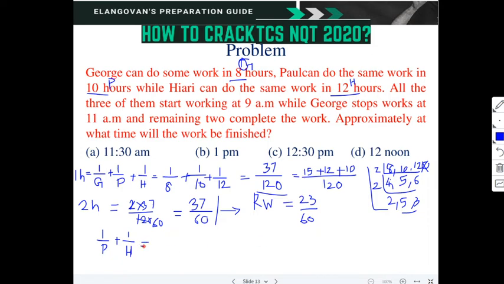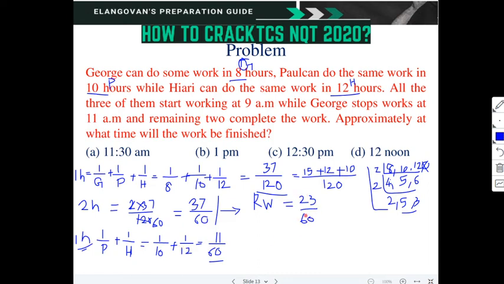Let us take 1 hour. Falcon and Harry will do the job of 1/10 plus 1/12. So what is the LCM of 10 and 12? 60 is the LCM. Why? Because 10 into 6 is 60, 12 into 5 is 60. So 5 plus 6, it is 11 by 60 part of the work is completed in 1 hour. So the remaining, how much is there?